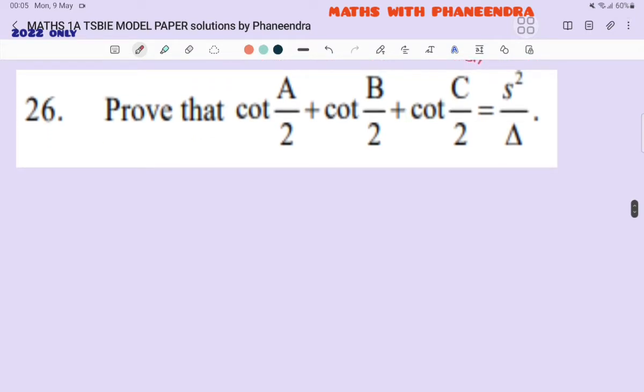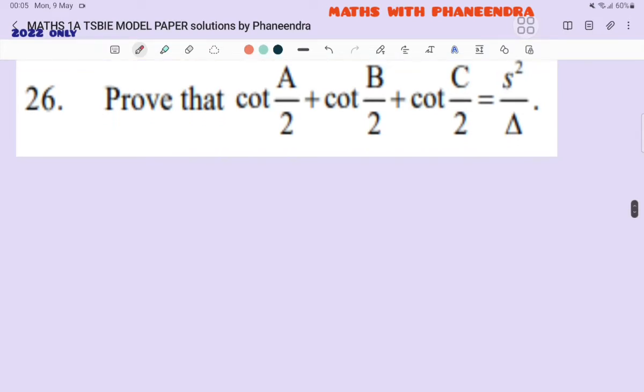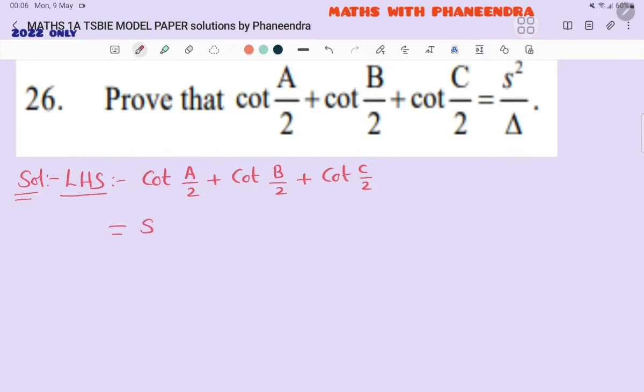Question number 26 is related to properties of triangles. Here also consider the LHS and get the RHS. cot A by 2 plus cot B by 2 plus cot C by 2, that is equal to cot A by 2 equals S into S minus A divided by delta, cot B by 2 equals S into S minus B by delta, plus S into S minus C by delta.